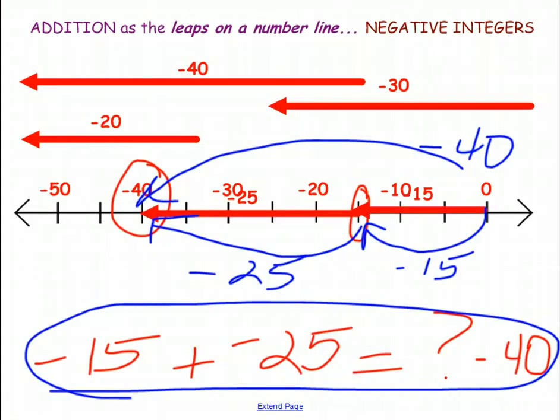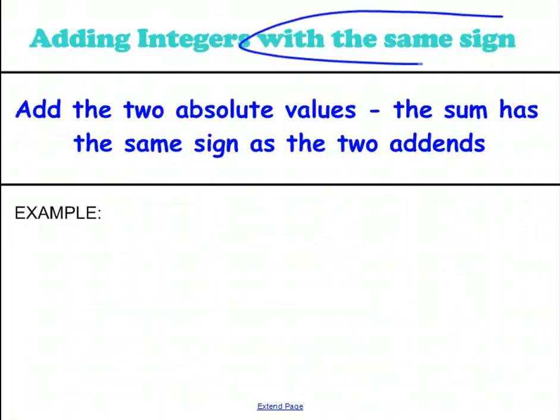And that brings us to the rule for adding integers with the same sign, and that's that you add the two absolute values. And the sum has the same sign as the two addends. And it's very important that the two addends have the same sign.